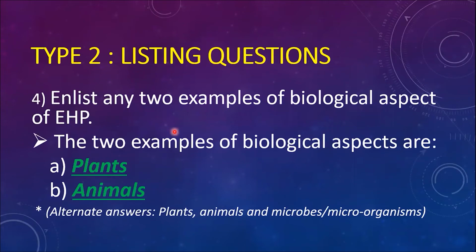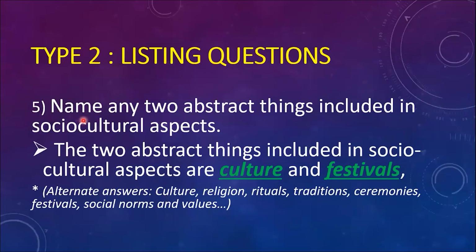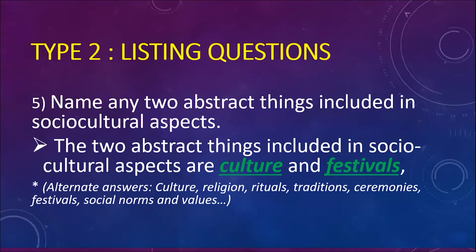Enlist any 2 examples of biological aspect of ESP. The 2 examples of biological aspects are plants, animals. So you can say other answers also, microbes, or you can say crops as well, or herbs. Next question. Name any 2 abstract things included in sociocultural aspects. The 2 abstract things included in sociocultural aspects are culture and festivals. Or you can give other answers: religion, rituals, traditions, ceremonies, social norms and values, and other sociocultural components.